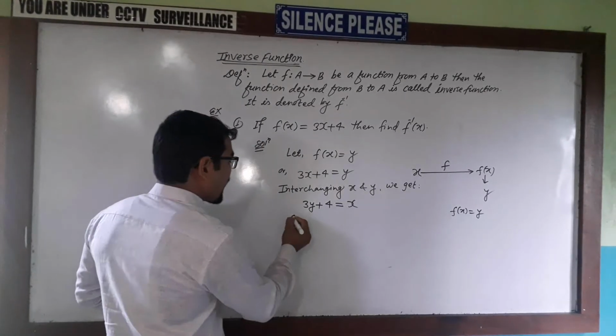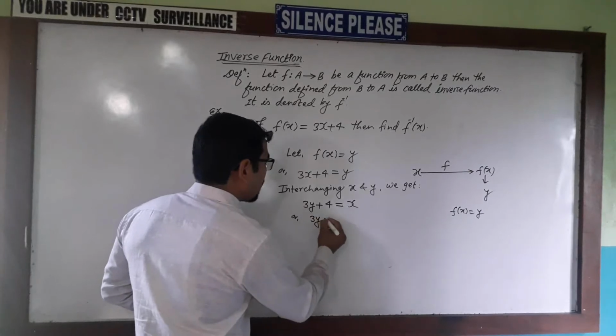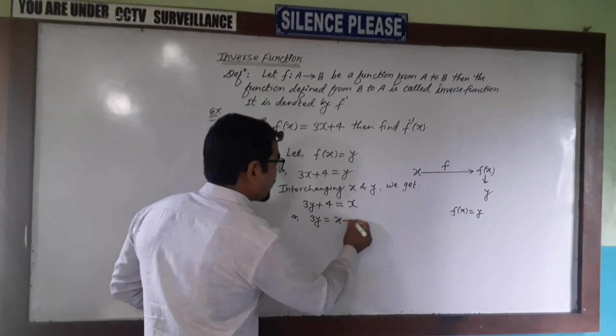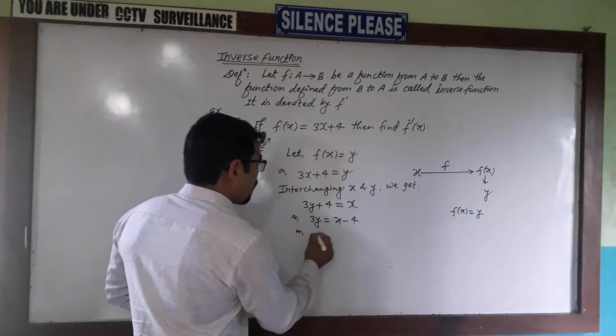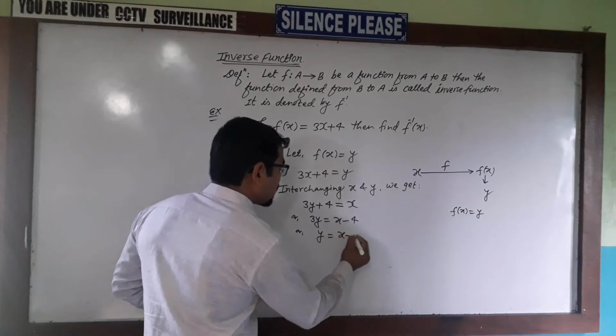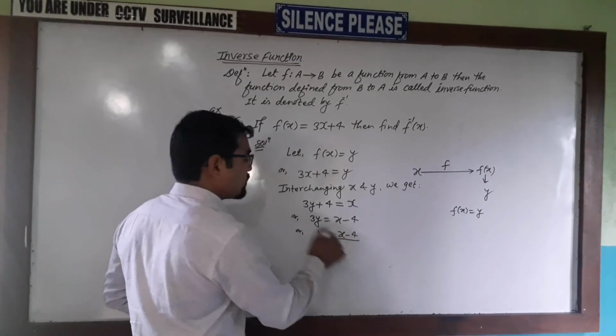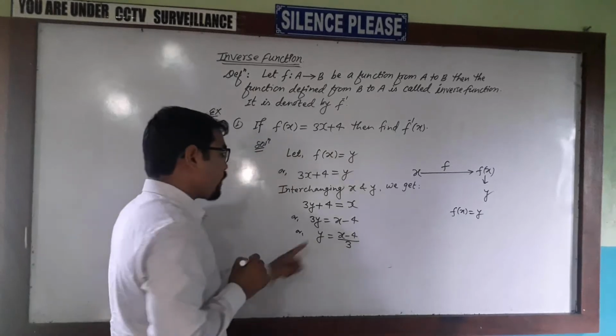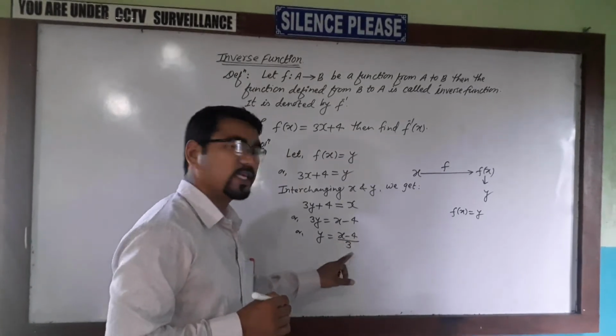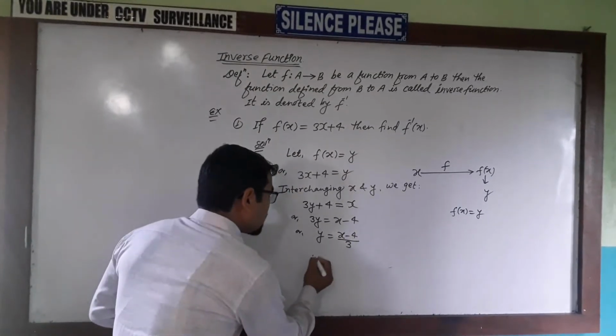So here we get 3y is equal to x. The plus 4 goes there as minus 4. So y is equal to x minus 4 upon 3; the multiplication by 3 goes there as division. So y is equal to (x minus 4) upon 3. Therefore, this is our inverse function.